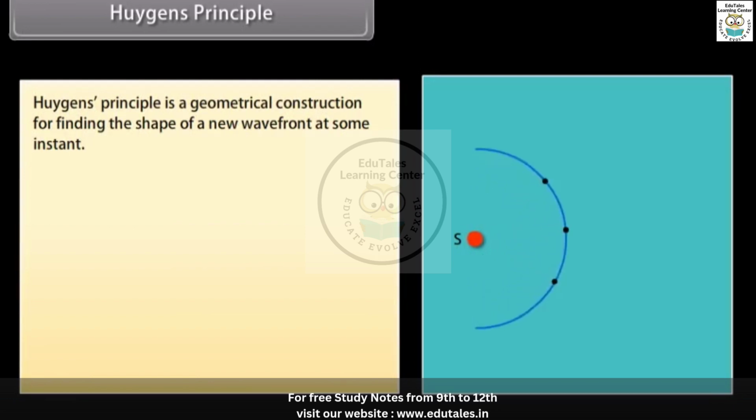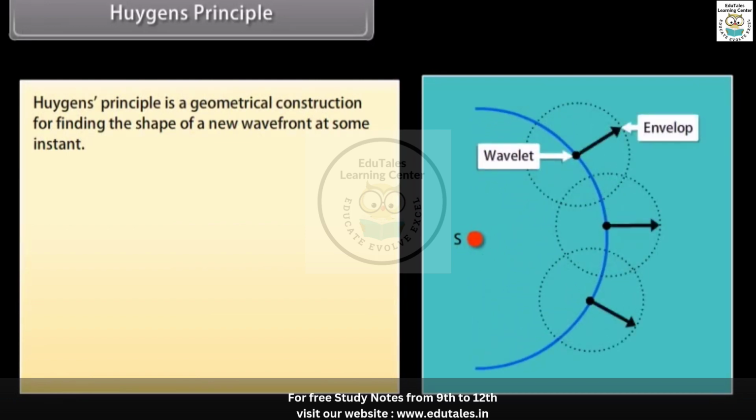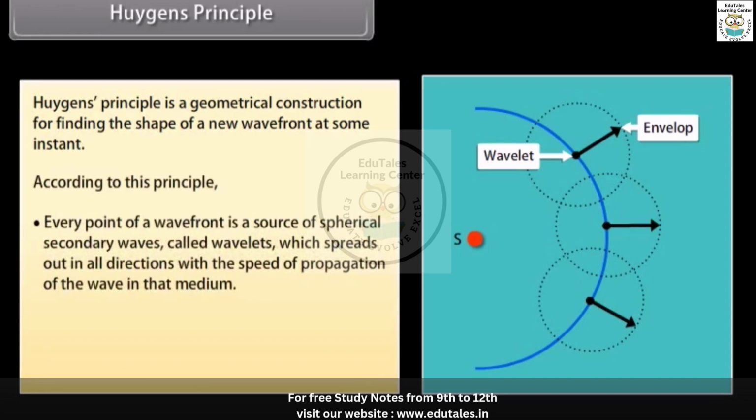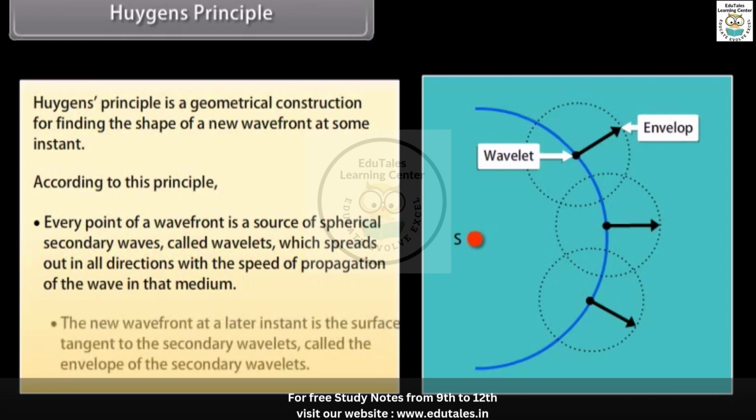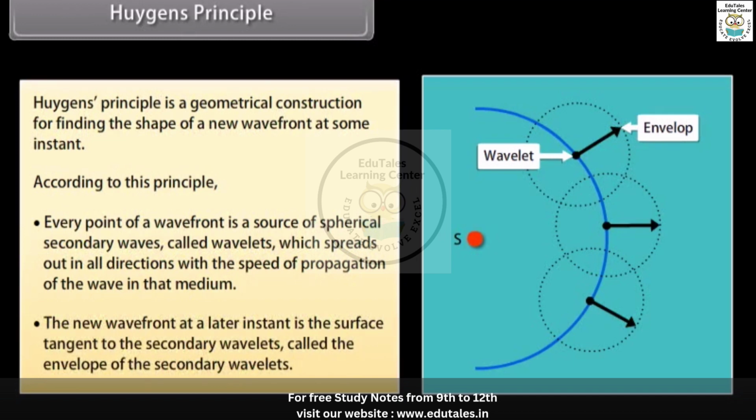Huygens Principle. Huygens Principle is a geometrical construction for finding the shape of a new wavefront at some instant. According to this principle, every point of a wavefront is a source of spherical secondary waves called wavelets, which spread out in all directions with the speed of propagation of the wave in that medium. The new wavefront at a later instant is the surface tangent to the secondary wavelets called the envelope of the secondary wavelets.